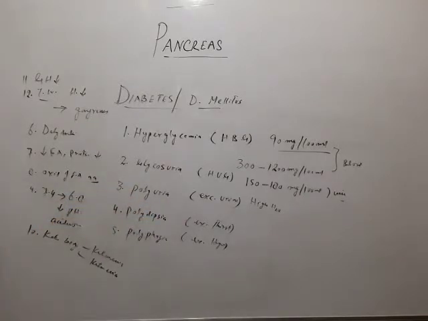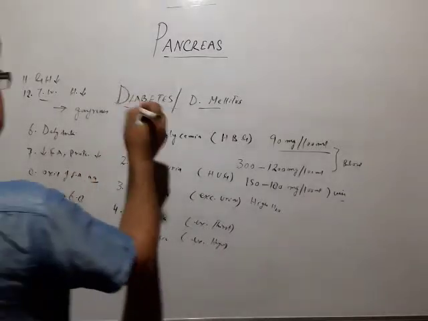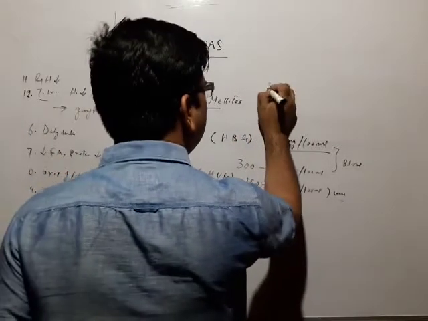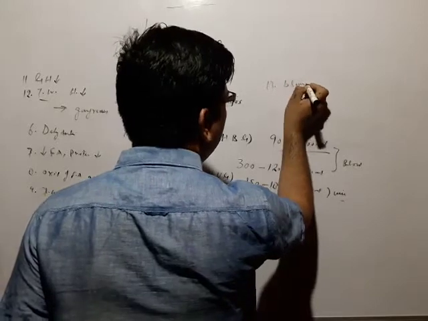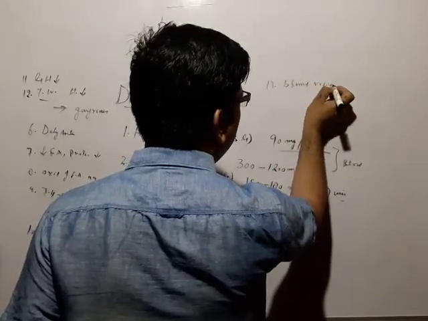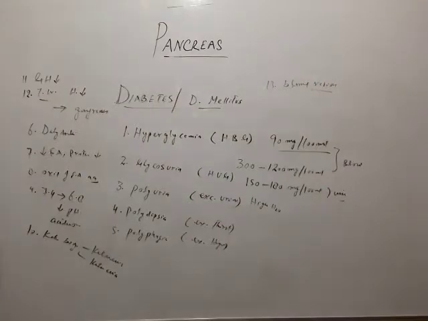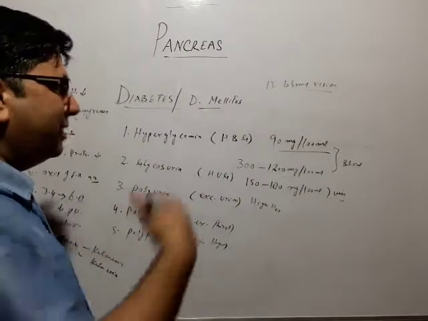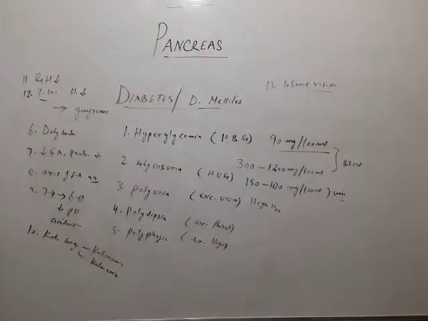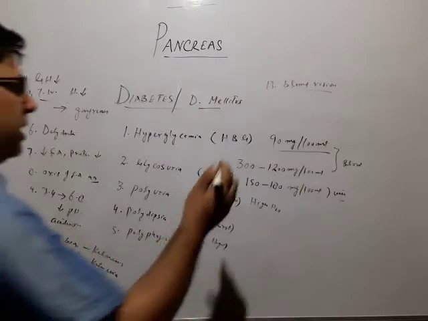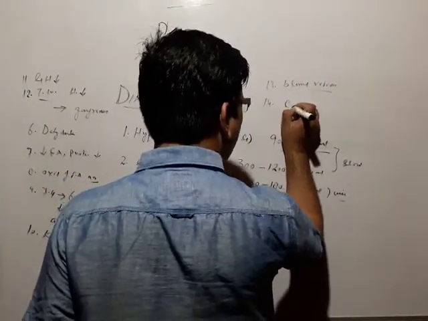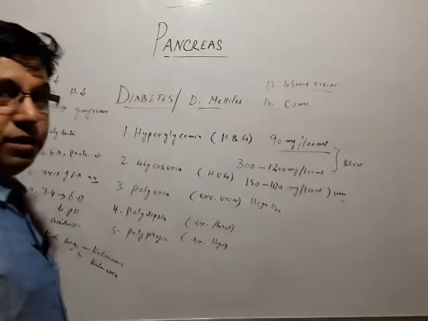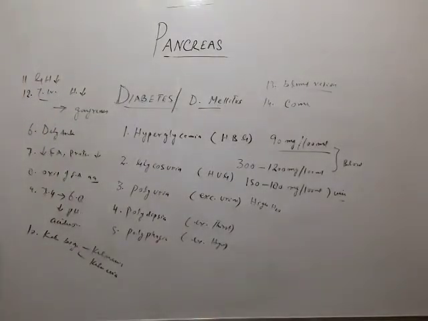Now, an important one is that blurred vision is there. As we saw in hypoglycemia, there is double vision, but in hyperglycemia, blurred vision is there. Some persons may go into coma or unconsciousness. This is a dangerous situation when it occurs, and these are important characteristics.